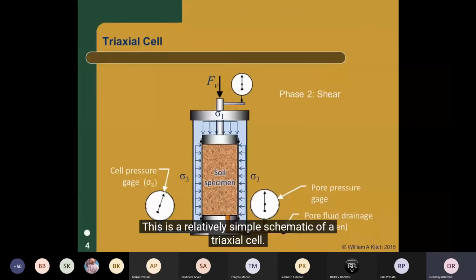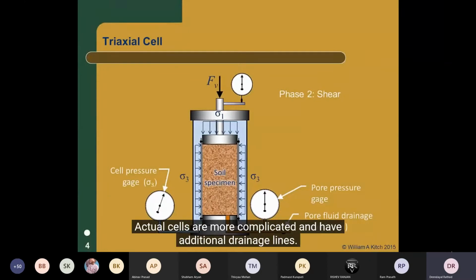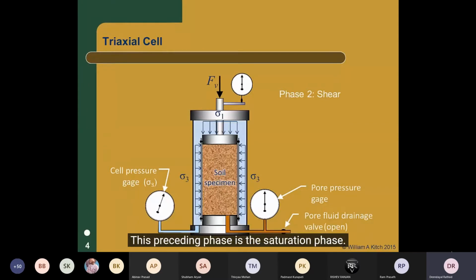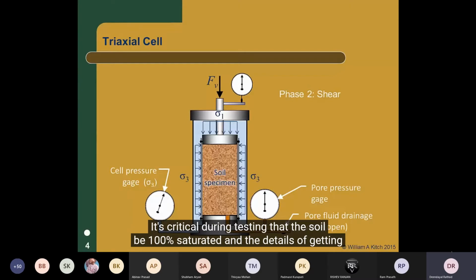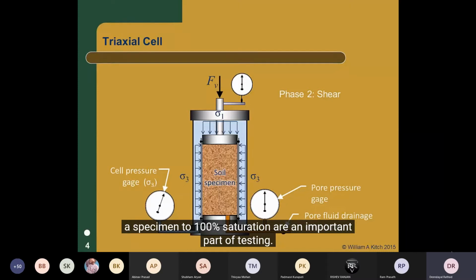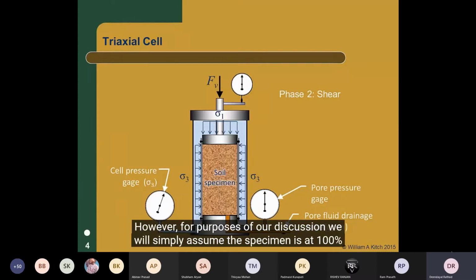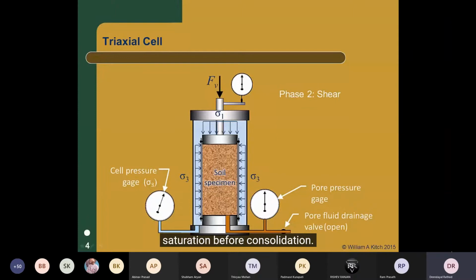This is a relatively simple schematic of a triaxial cell. Actual cells are more complicated and have additional drainage lines. However, this schematic covers the essential components of a triaxial cell. In actual lab testing, there is a phase that precedes the consolidation phase. This preceding phase is the saturation phase. It's critical during the test that the soil be 100% saturated, and the details of getting a specimen to 100% saturation are an important part of the testing. However, for purposes of our discussion, we'll simply assume that the specimen is at 100% saturation before consolidation.